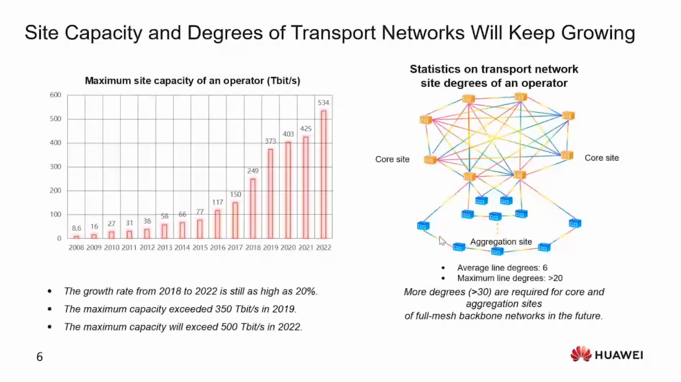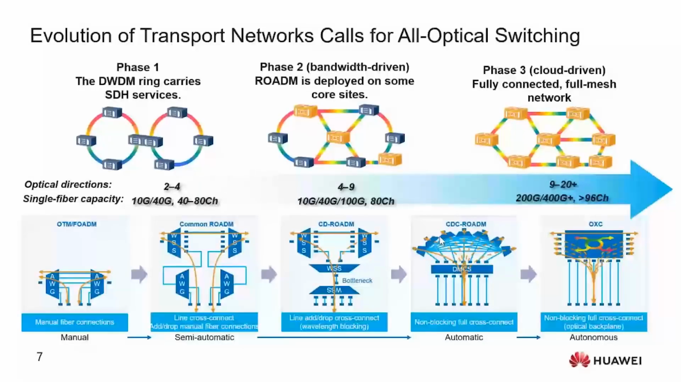And if we look at the node degree from the view of statistics, we will see that the mean degree of the whole network is generally 6 to 8. But some core nodes on the backbone or core network will go up to 20 or even 30 degrees, especially for the full mesh network. So that means we need a new way to think about how to do optical networking.